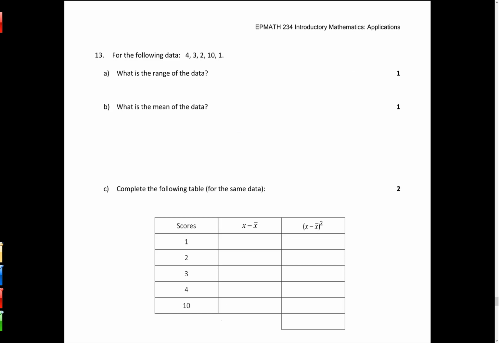For the following data, what's the range of the data? Well, I've got 1, 2, 3, 4, 10. 1 and 10 are the lowest and highest. 10 minus 1 is 9. What's the mean of the data? Well, I better add them up. 4 and 3, 7, 8, 9, 10. They add up to 20. And there's 1, 2, 3, 4, 5 scores. So the mean is 4.